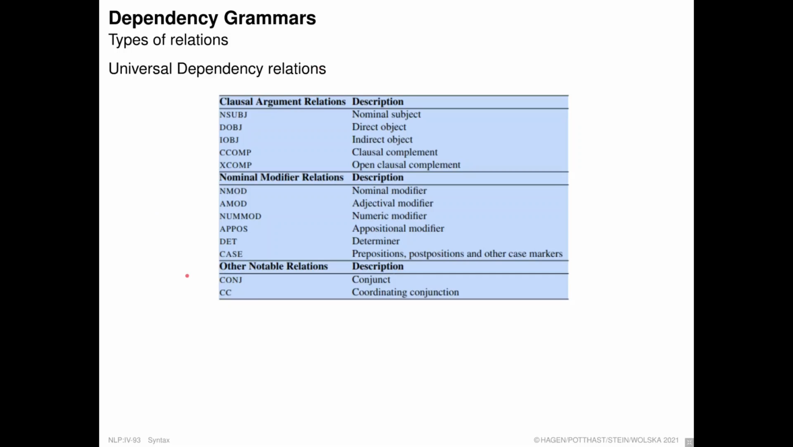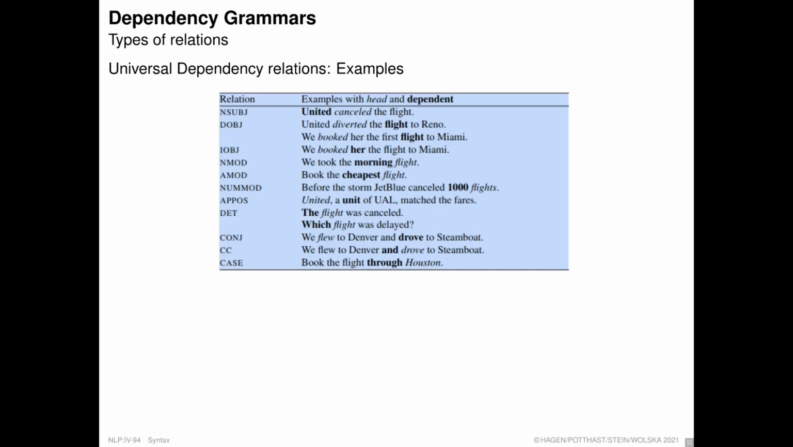Coordinating conjunction is a conjunction with an and or an or, so a coordinating structure. Of course, this set of dependency relations may differ depending on a grammar formalism or a model of dependency that is adopted. Here what you see is just an example. Here are examples of some of the relations within sentences. So here's an example of a subject dependency. United canceled the flight. United is the subject of the sentence. Canceled is the head of the sentence, and United is the dependent in the function of a nominal subject.